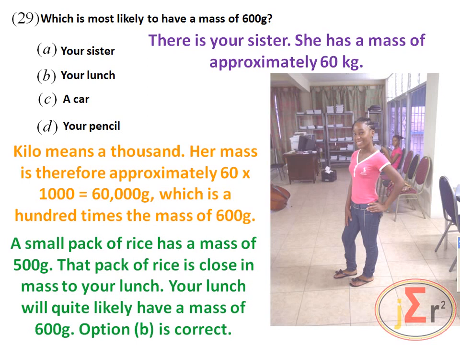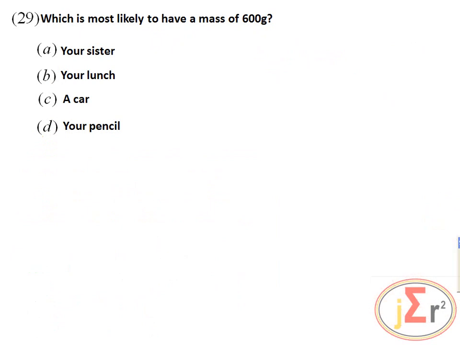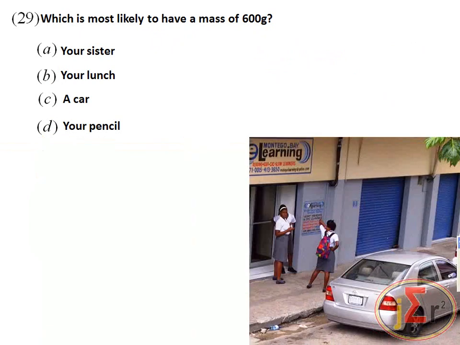So your lunch will be close to 600 grams. Your lunch is quite likely to have a mass of 600 grams, and that is represented by option B, your lunch. What about the others that are discussed?